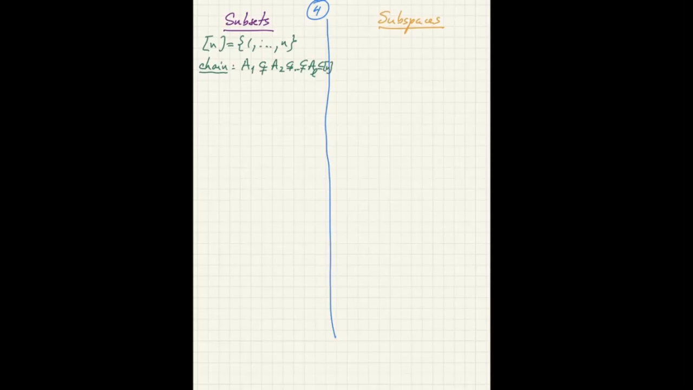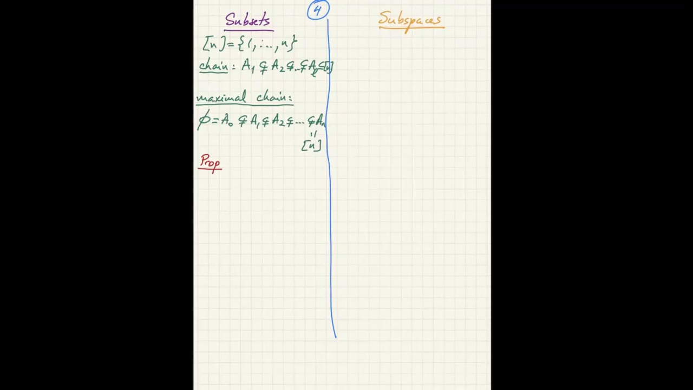Now I also have to define the notion of a maximal chain. A maximal chain is a chain that cannot be extended. We cannot add any other sets to it to make it into another chain. So we start with A0, which is the empty set. And then we have A1, automatically a subset of one element. And then you have A2, a subset of two elements that contains A1, until An, which equals the set [n].